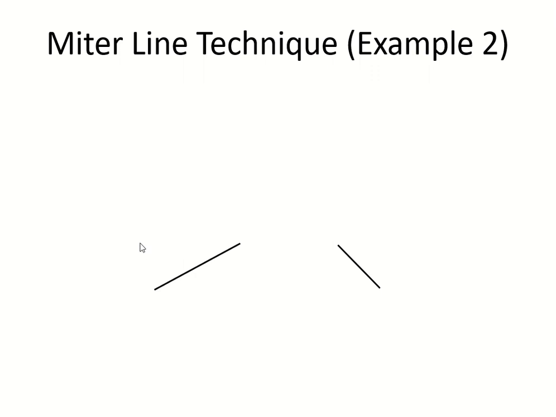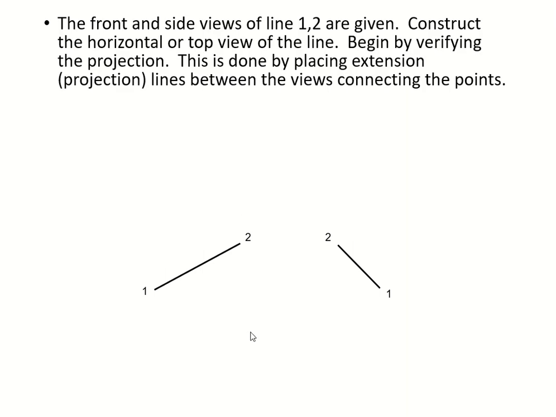Alright, the next one is your mitre line, another example. We're going to start with these two views. We're given the same thing, your front and your side views. We have line 1, 2, okay? Our job is the same thing. We have to construct the horizontal or top view of the line.